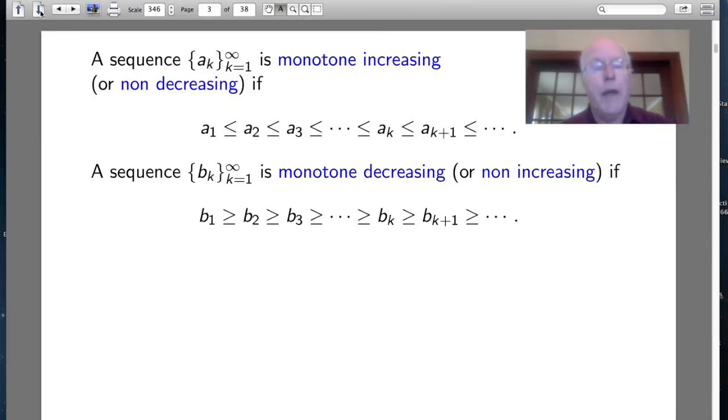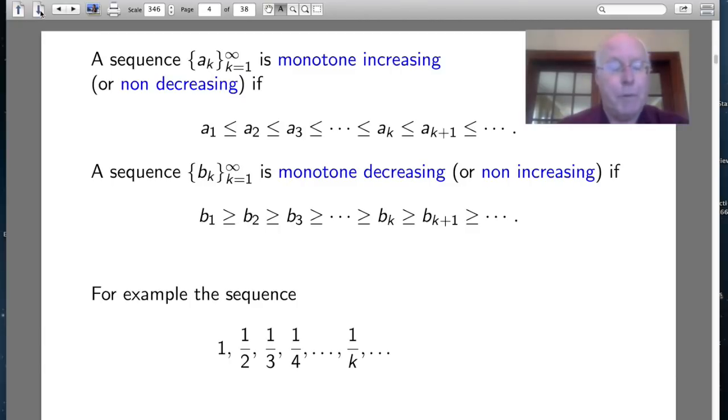Notice that the less than or equal to sign here says that it is possible that two consecutive terms are equal. A sequence b sub k with index k running from 1 to infinity is monotone decreasing, sometimes called non-increasing, if b1 is greater than or equal to b2, etc. That is, each term is less than or equal to its predecessor.